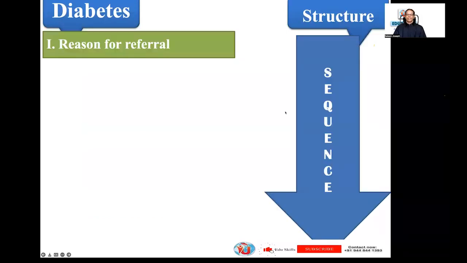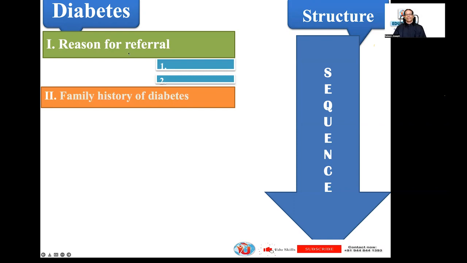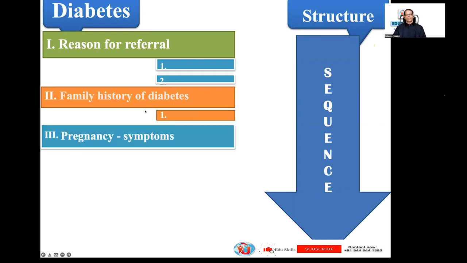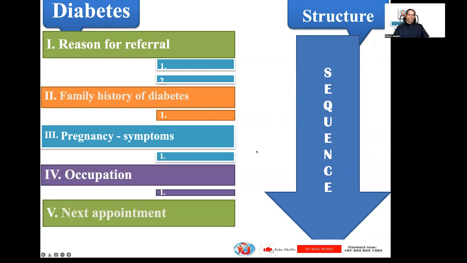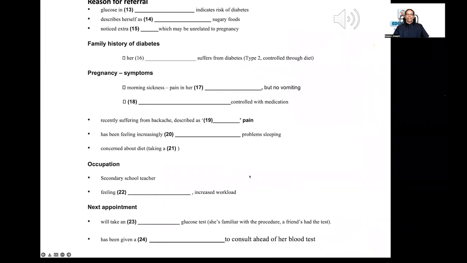See, diabetes structure. Reason for referral. The second extract structure is this. Reason for referral, one or two reasons will be there. The family history of diabetes: one or two people have the diabetic history in the family. And pregnancy symptoms, as we said, 1, 2, 3, 4. Occupation, I said. What will be the occupation? Normally one. Next appointment, and for what and why.